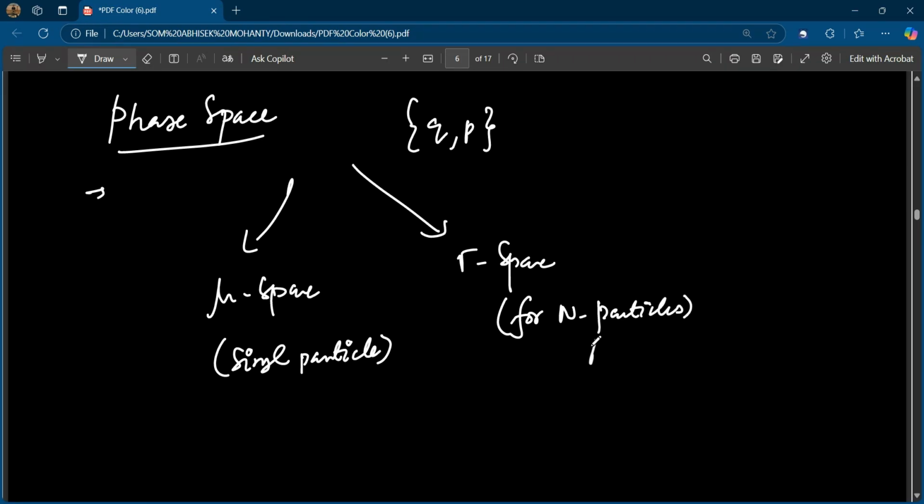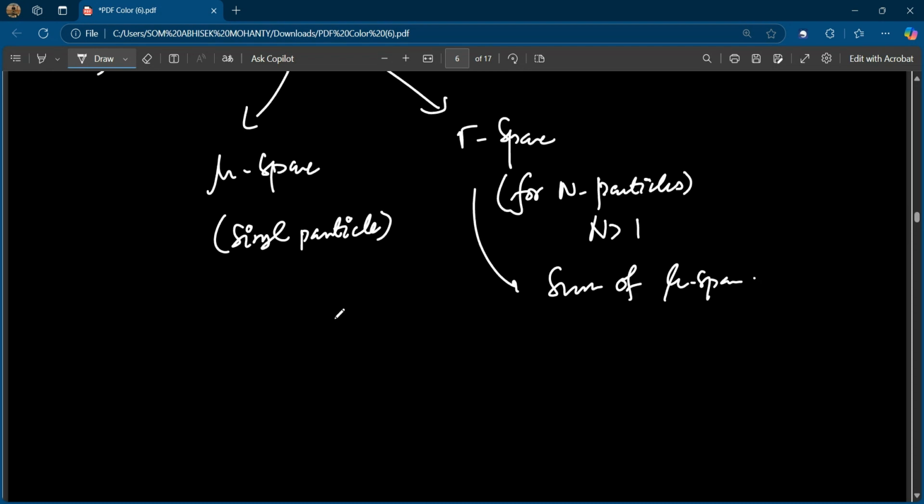Where n is greater than one, this is also a sum of mu spaces. So what is a mu space? A mu space is the phase space of a single particle only.